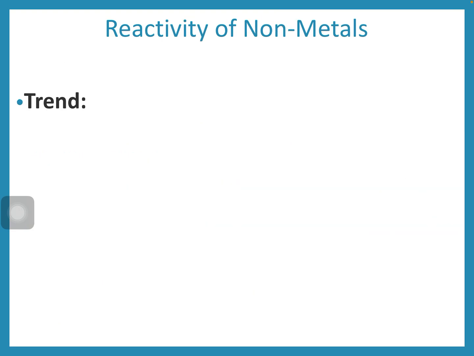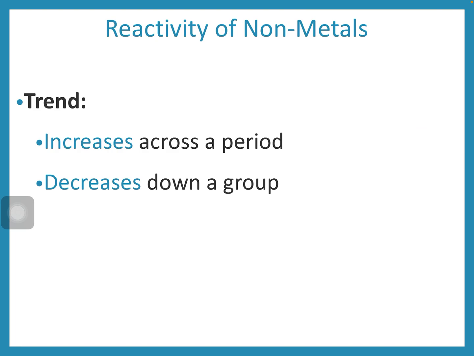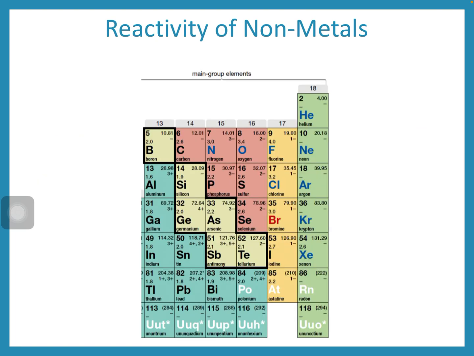For nonmetals, the trend that we have is they increase in reactivity as we move across the period and decrease in reactivity as we move down the group. So as we look at nonmetals, we'll use fluorine as an example here. Fluorine has 7 valence electrons. And for fluorine to react to form a compound with something else, it needs to gain 1 electron.